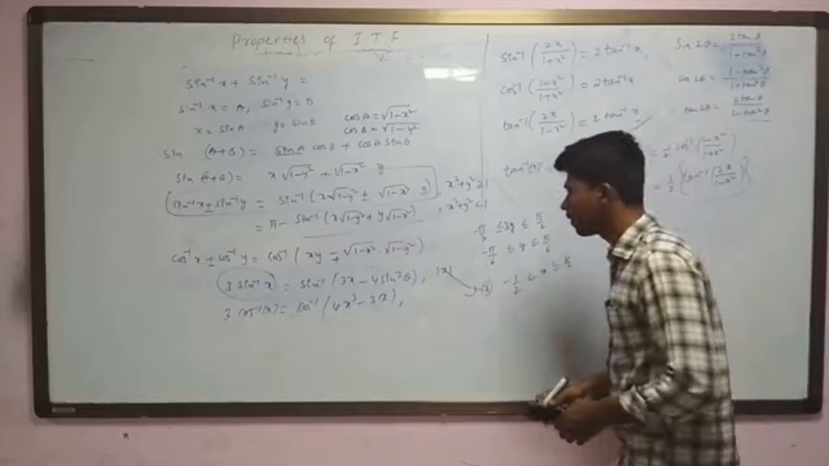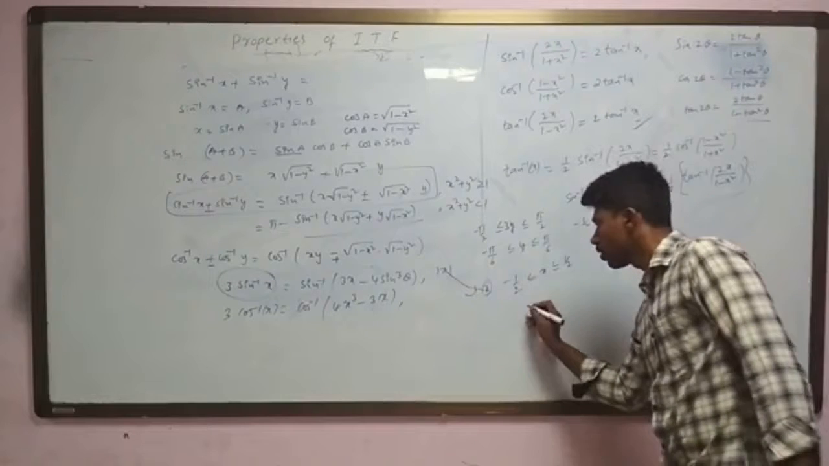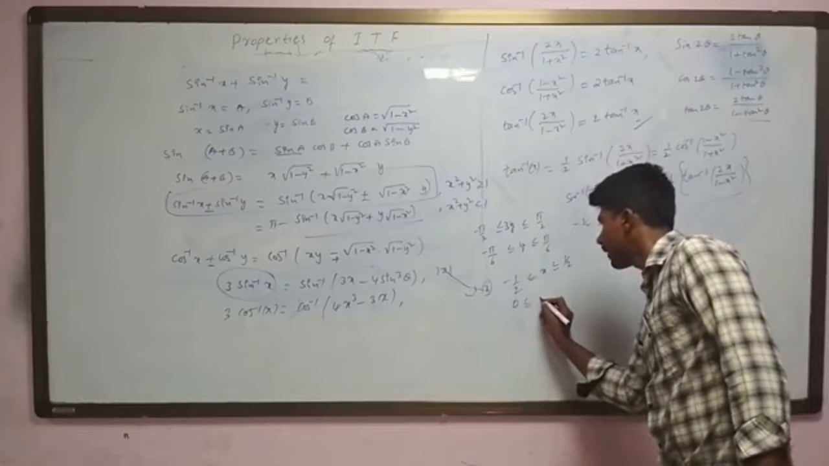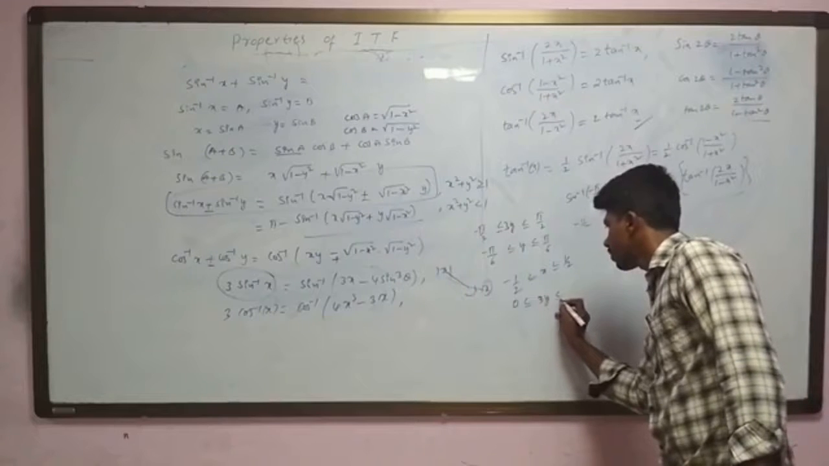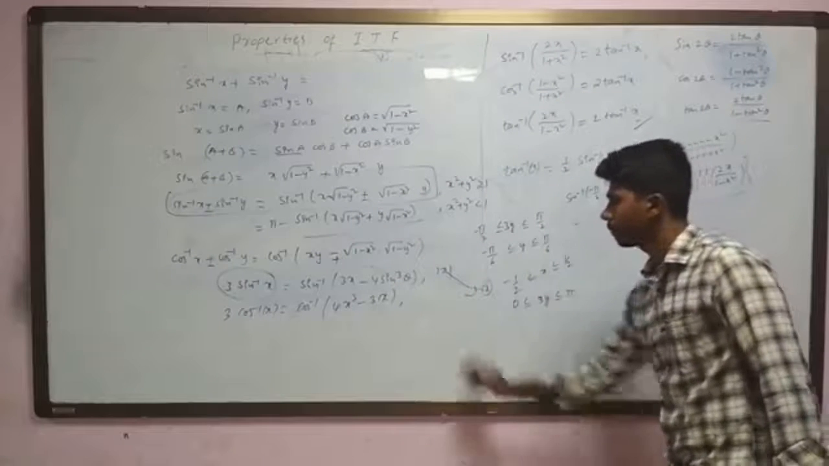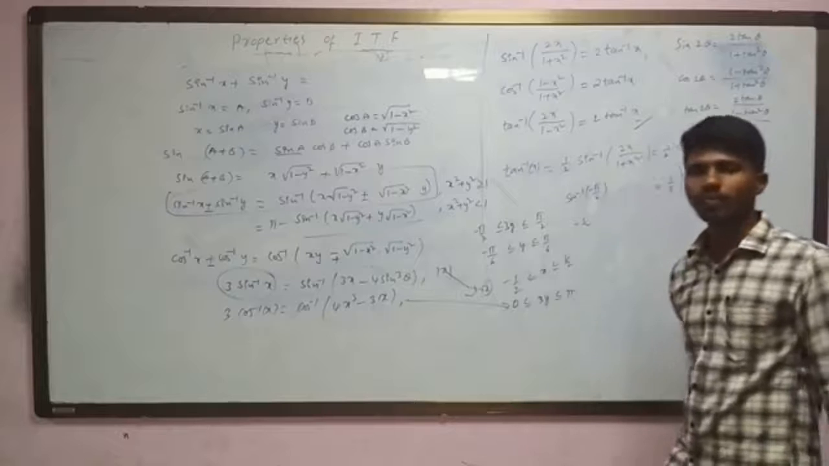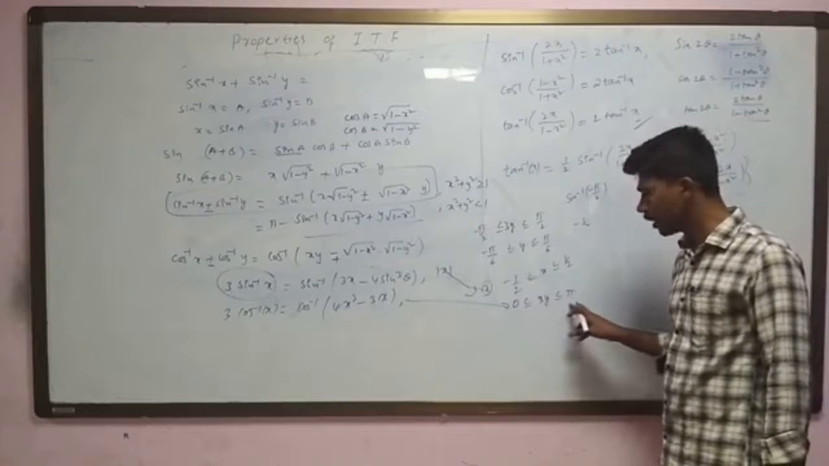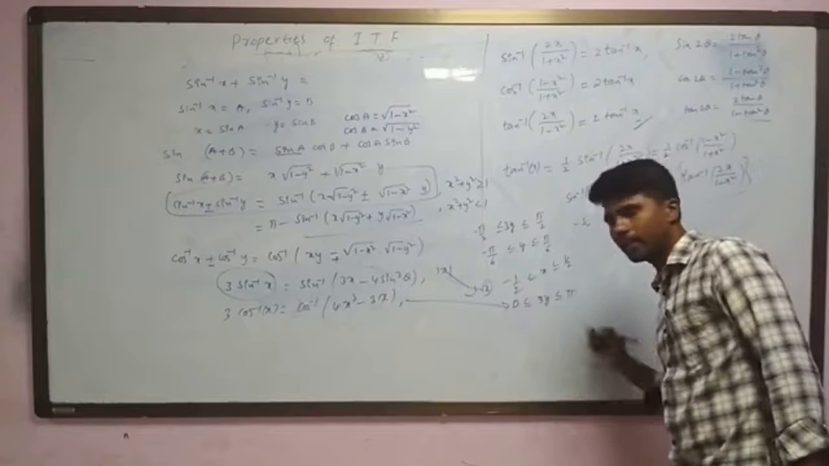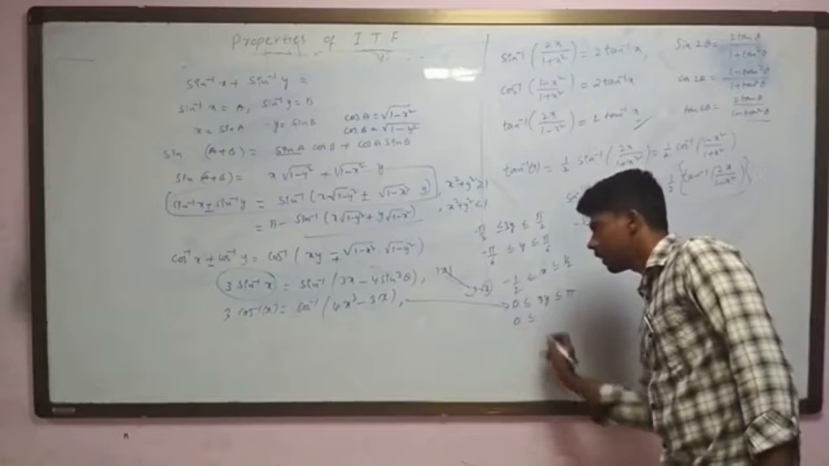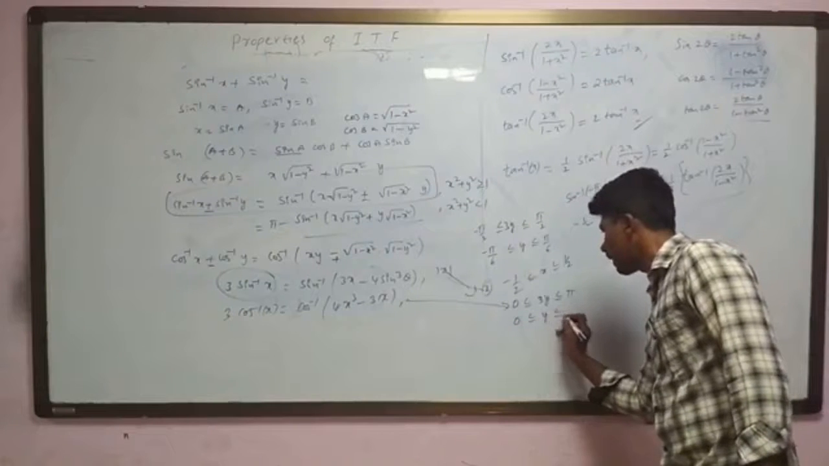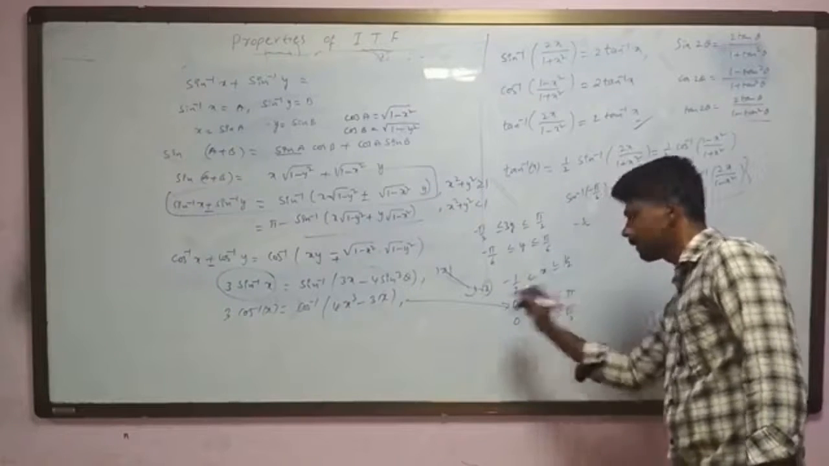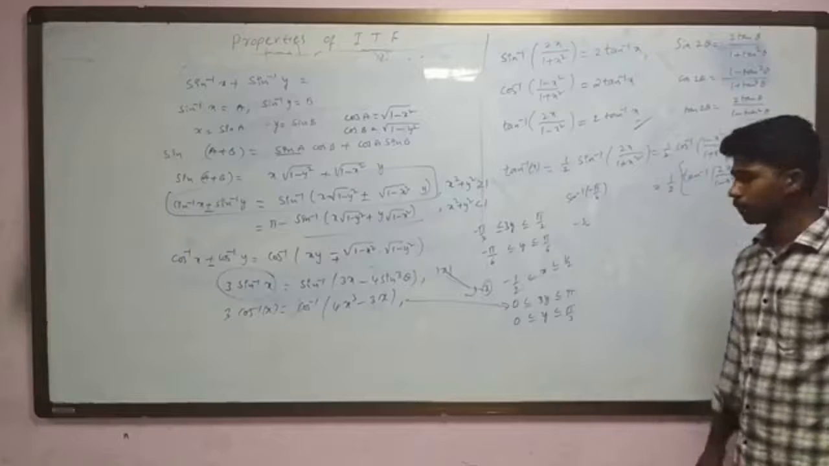Sorry. For cos, it lies between 0 and pi. So if I divide by 3, I get 0 less than or equal to y less than or equal to pi by 3.